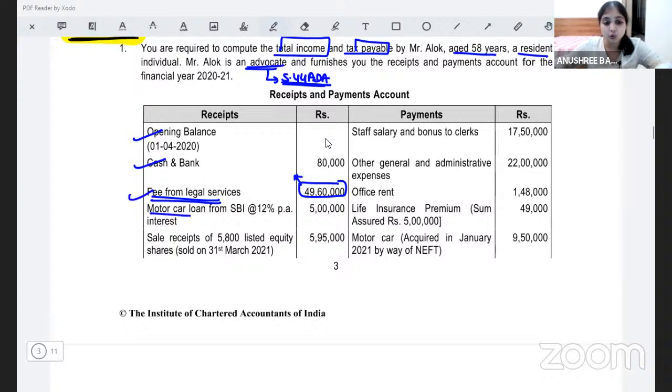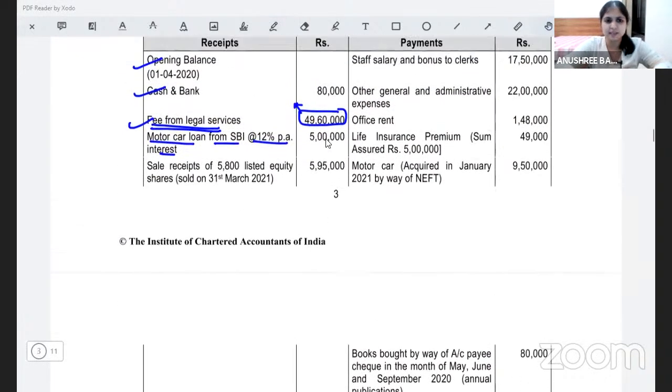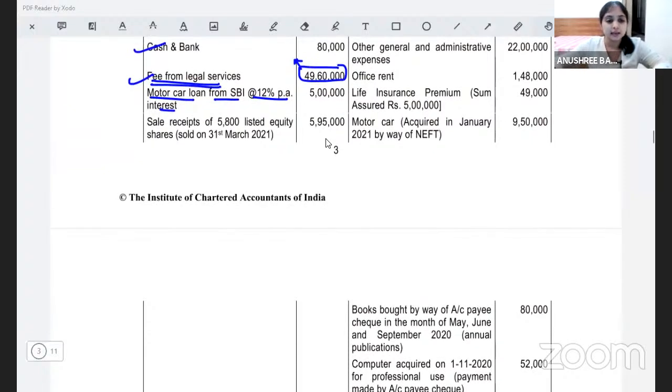Then motor car loan. The assessee has borrowed a loan to buy a car from SBI, 12% per annum interest. Okay. We'll see if they talk about interest expense. Right now, nothing to do. I'll anyways highlight this, because here we don't know whether my assessee is paying interest or not. I'll highlight and keep this. Later, we'll come back to this adjustment.